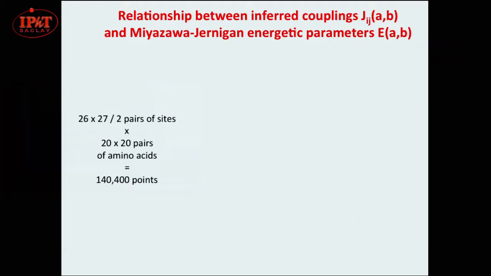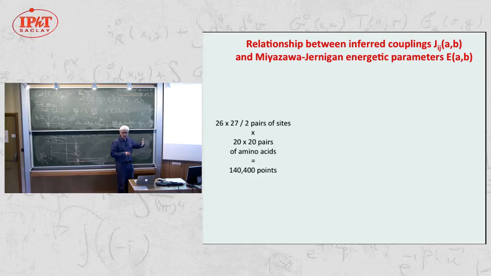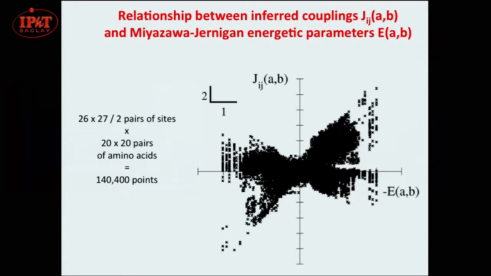The simplest thing we can do is the following. Take one particular structure, generate an alignment of sequences which fall into the structure, compute the J_ij^ab, and now do this. You take all the pairs of sites, which are 26 by 27 over 2. You take all pairs of amino acids on the two sides. For each of these, (i, j, a, b), you look at the value of J_ij^ab you have found in the inference and plot this with respect to E_ab. That means you do some kind of scatter plot, so this is minus E_ab versus J_ij^ab.